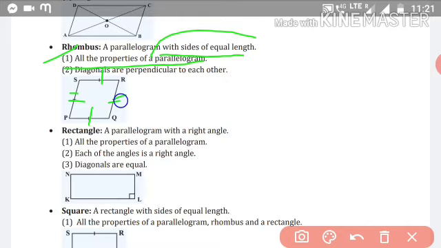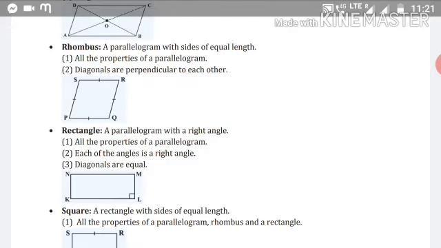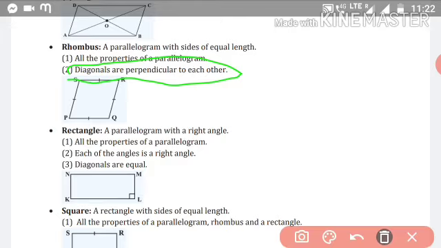Again, the diagonals are perpendicular to each other. What does it mean? Perpendicular means 90 degrees. Suppose I make the diagonals here, joining PR and SQ. Now these are diagonals, and they are perpendicular to each other. That means this angle will be 90 degrees, and this angle will also be 90 degrees. So the diagonals are perpendicular to each other.